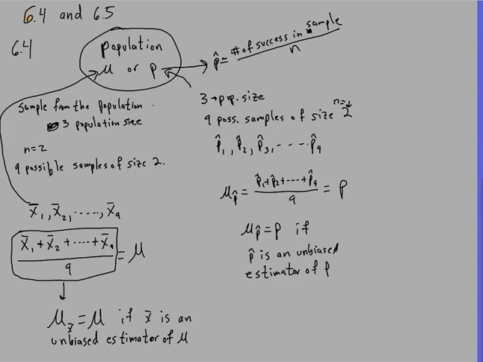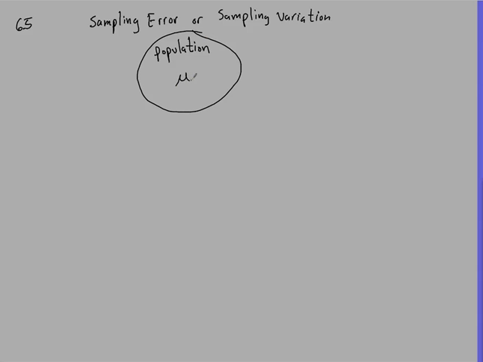Okay, so let's go to 6.5. What 6.5 does is introduce an important concept called the sampling error, or sometimes we call it sampling variation. It's a very important concept, and this chapter just deals with means.